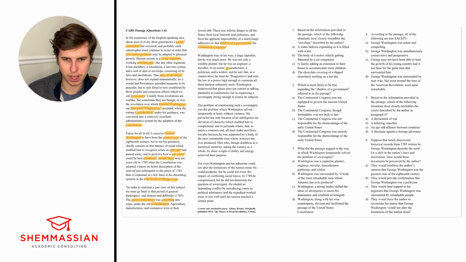Washington was, in his way, a large capitalist, but he was much more. He was not only a wealthy planter, but he was an engineer, a traveler, to an extent a manufacturer, politician, and a soldier. And he saw that as a conservative, he must be progressive and raise the law to a power high enough to constrain all these 13 refractory units. Okay, so this is kind of talking about what Washington was shooting for.